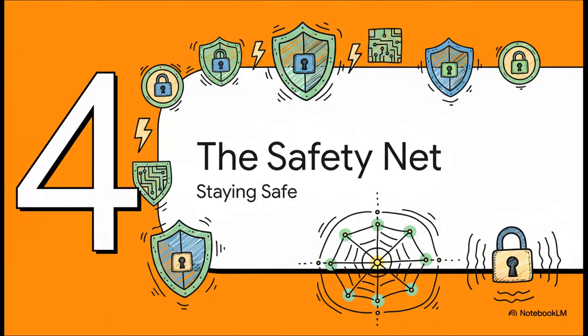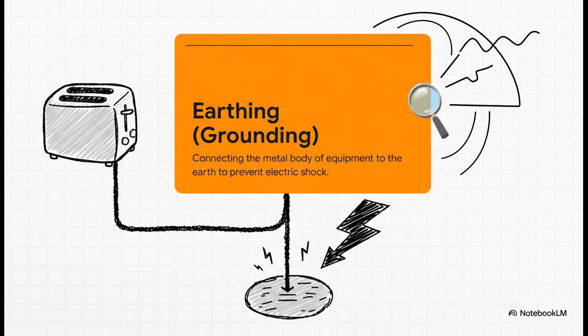We have covered a lot of ground, from the massive power grid all the way down to tiny little signals. But there is one final and absolutely crucial piece of this invisible network that we need to talk about, and that is safety. This is where something called earthing, or grounding, comes into play. It's a really simple but absolutely vital safety concept. Basically, the metal casing of an appliance is connected by a wire directly to the earth. This gives any dangerous, stray electricity a safe, easy path to follow, a path that isn't through your body.